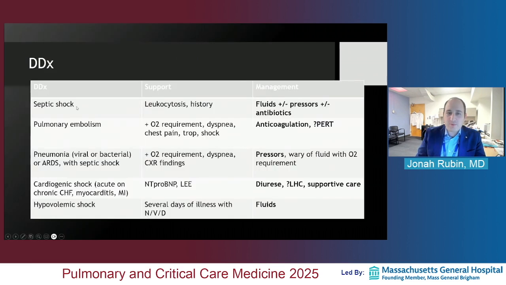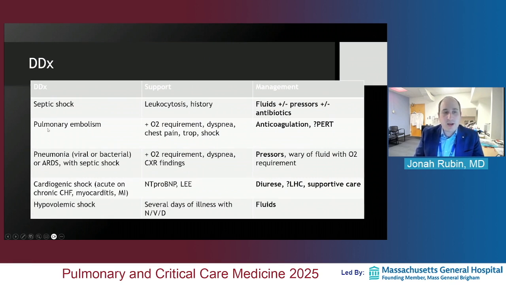This could be a patient in septic shock. Over here, I have a potential diagnosis, the supported findings, and the management. So, no leukocytosis, the history of feeling unwell. That patient would get fluids, pressors, and antibiotics, right? If they're hypovolemic shock from just maybe a GI situation, then maybe just fluids. Or it could be a pneumonia and ARDS with septic shock. And you have the oxygen requirement, dyspnea, the X-ray findings, and that's a patient where you might want to prioritize pressors over fluids if you're worried about their lungs.